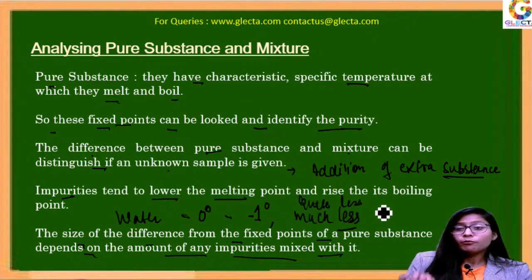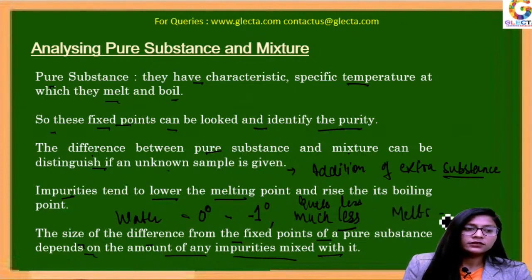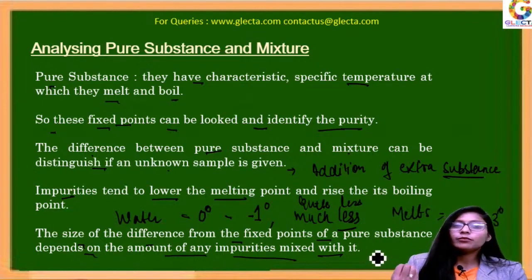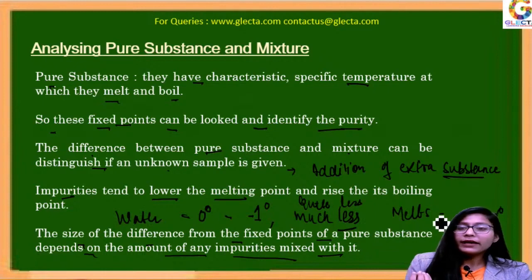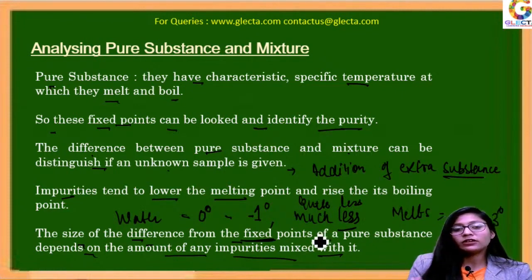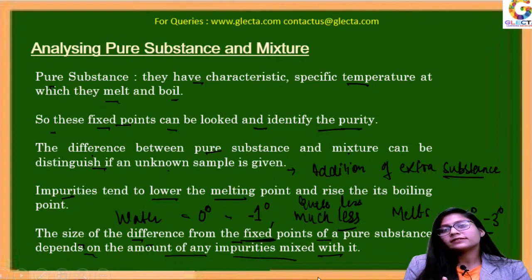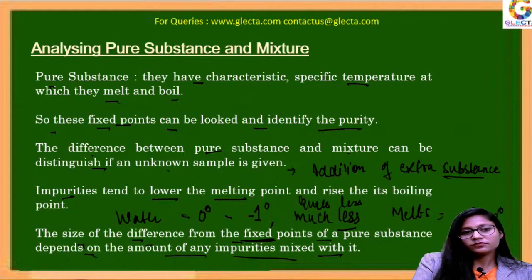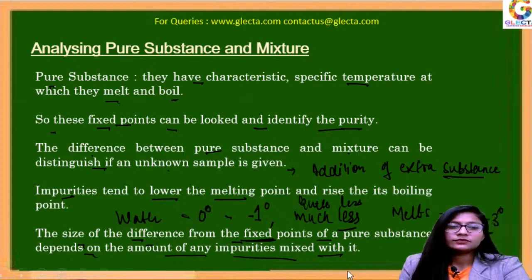But if the water melts at -2 degrees or at -3 degrees Celsius, it means the impurities in the water are comparatively high, correct? So by the size of the difference in their fixed point, we can easily identify whether the impurities are high or less. You understand? Okay.